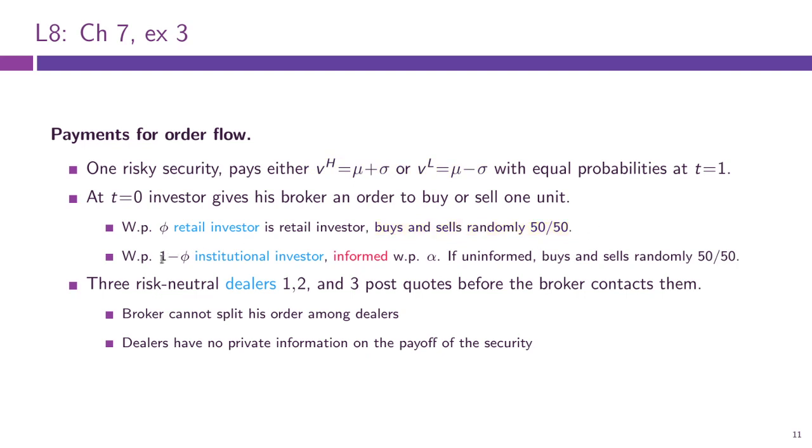With probability 1 minus phi, our investor is an institutional investor. So not a person walking into a bank, but a big company walking into a bank. But there are different kinds of institutional investors, right? There are pension funds who are uninformed, and there are, say, hedge funds, algo trading firms, who are informed. So an institutional investor is informed with probability alpha, conditional on being an institutional investor. An informed investor, of course, knows the true V. If an institutional investor is uninformed, then he also buys and sells randomly with equal probabilities, just like a retail investor.